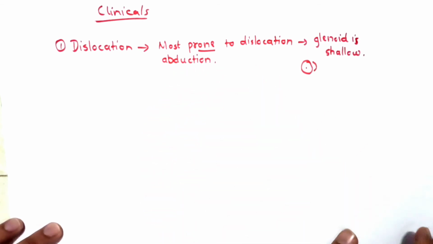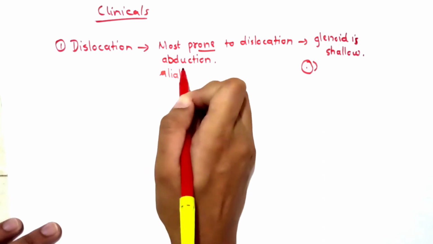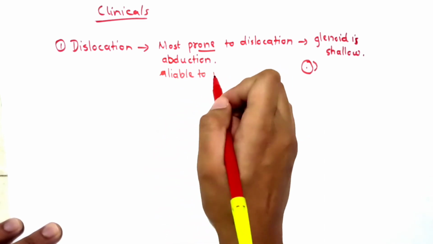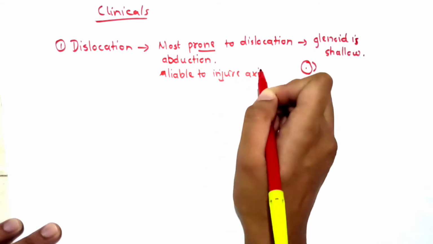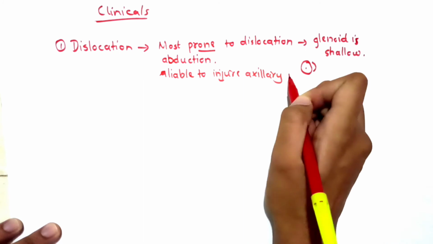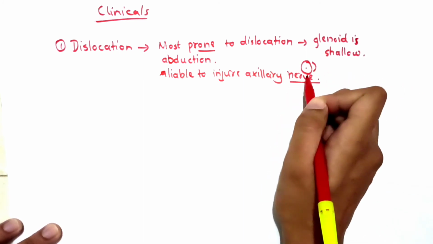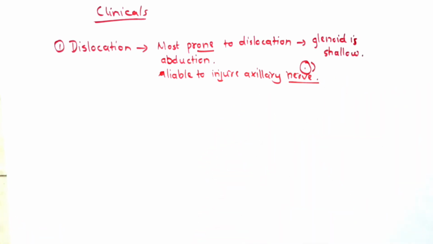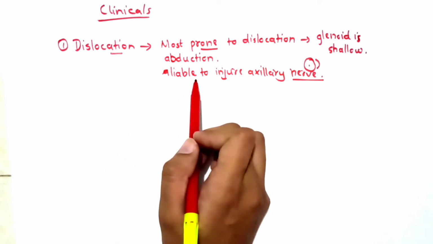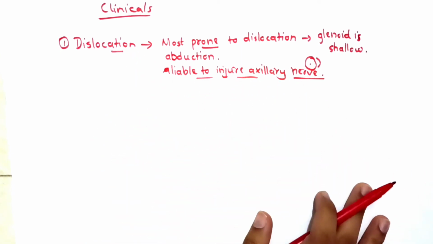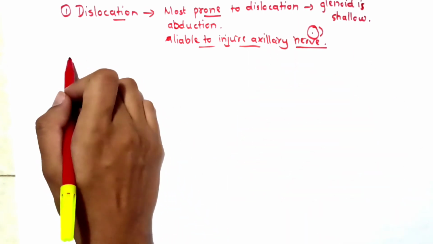It is also liable to injure the axillary nerve, because it passes very close to this joint, around the head of humerus. That's why if the joint is dislocated, it can also injure the axillary nerve, so you'll get the symptoms of injury to the axillary nerve.